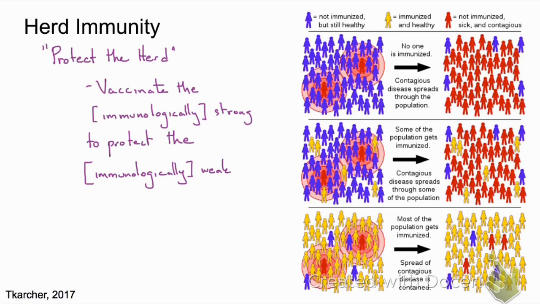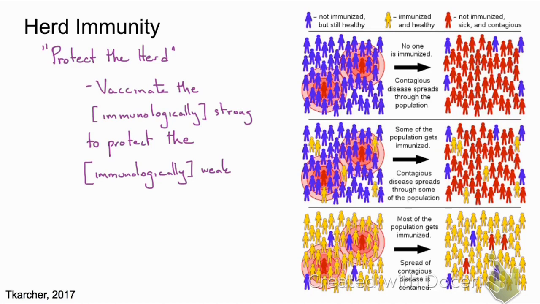In the first example, we have a population that is naive to a particular type of pathogen. Blue indicates that they're not immunized but healthy. Red indicates that they're not immunized and sick. And yellow indicates that they're immunized, meaning they have been vaccinated or previously exposed to the pathogen and so are unlikely to get the disease a second time.